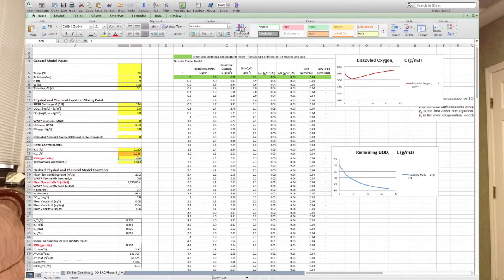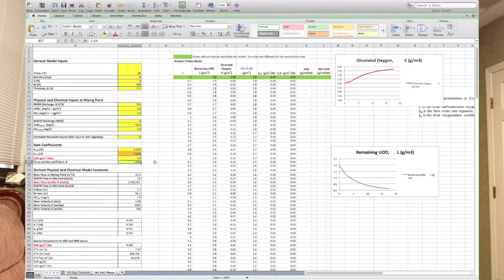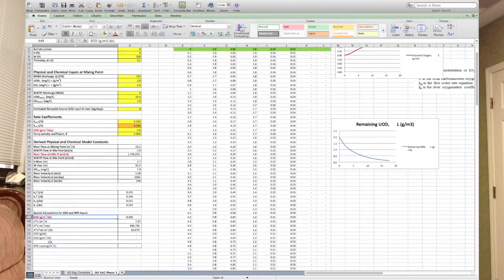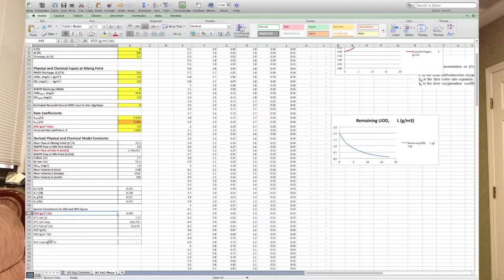Another thing I noticed, and possibly was pointed out to me by one of you, is that my units for SOD were in grams per cubic meter per day. That was an error. That's grams per meter squared per day. I also noticed that over here my river flow at mixing point was actually WWT flow, so I've corrected that. And finally, SOD in grams per meter squared per day, I had in meters cubed per day. So my error, and I apologize for that. So let's carry on over here.